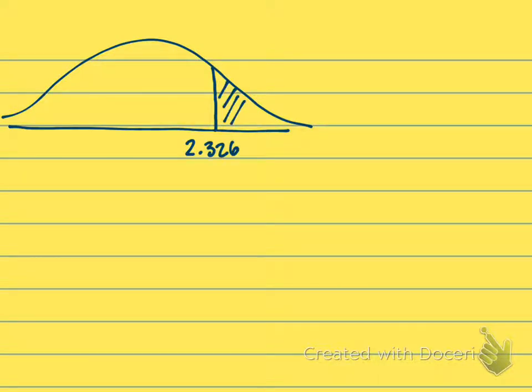And so this shaded region here to the right is, let's call it, the rejection region. So when we go to our next step and calculate our z, if our z is greater than 2.326, then we are going to reject the null.